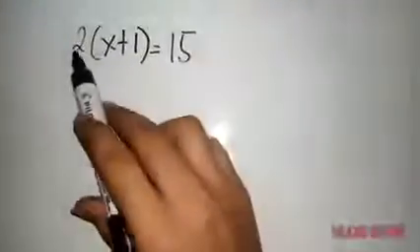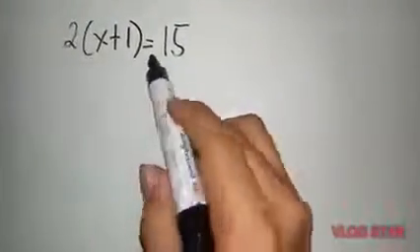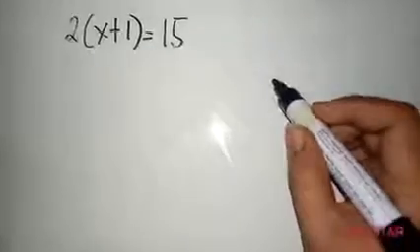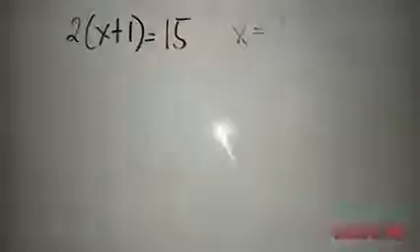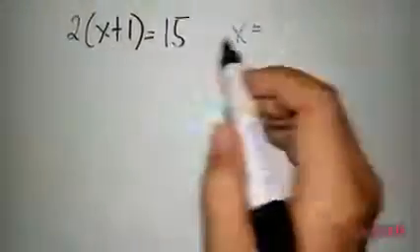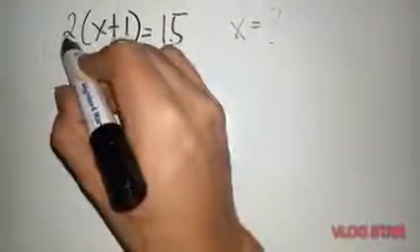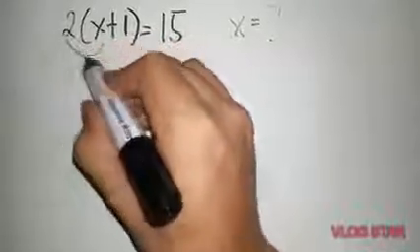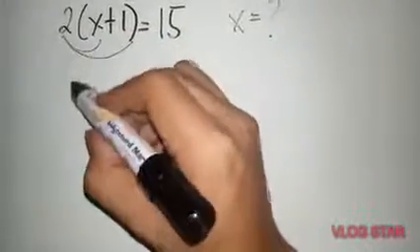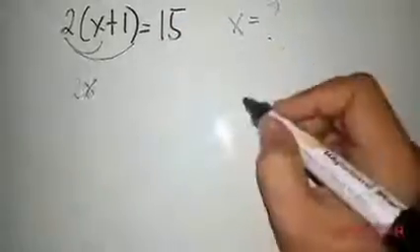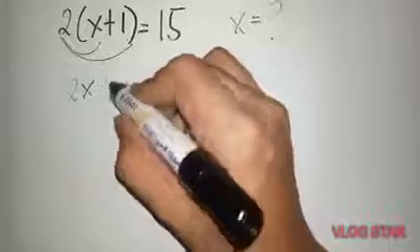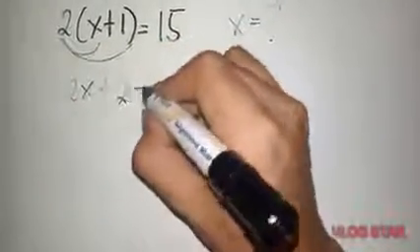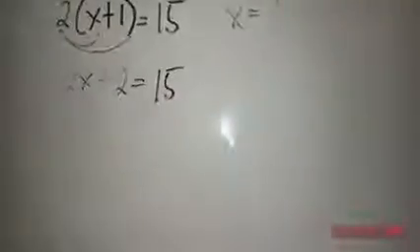Next example, 2 times the quantity x plus 1 is equal to 15. Then let's find the value of x. So the first thing here is to distribute. 2 times x is 2x. 2 times 1, then copy the sign. 2 times 1 is 2, equals 15.